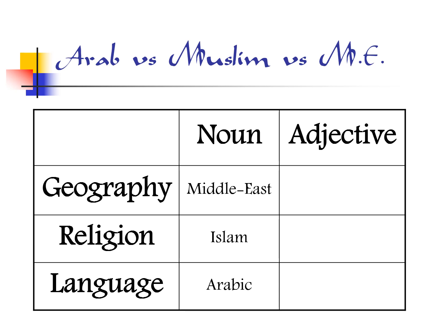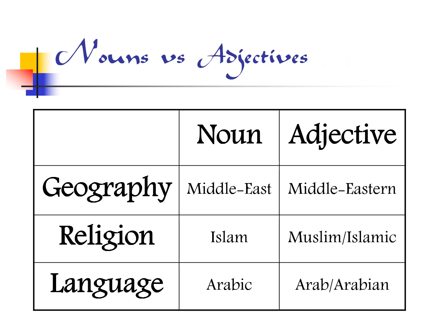The word Islam obviously refers to the religion, and the word Arabic only refers to the language, not location, not religion, and not any type of physical appearance. The adjective for Middle East is Middle Eastern. The adjective for Islam can be Muslim or Islamic. And while the word Arabic is not an adjective, its adjectives can be Arab or Arabian.